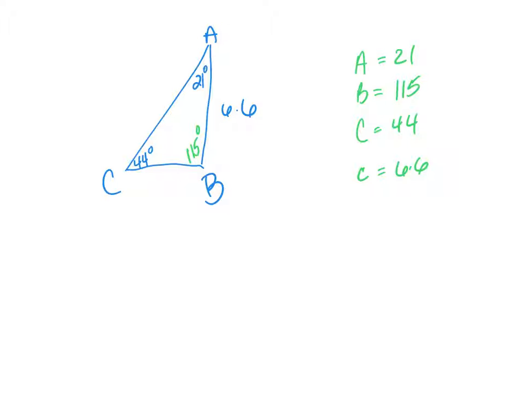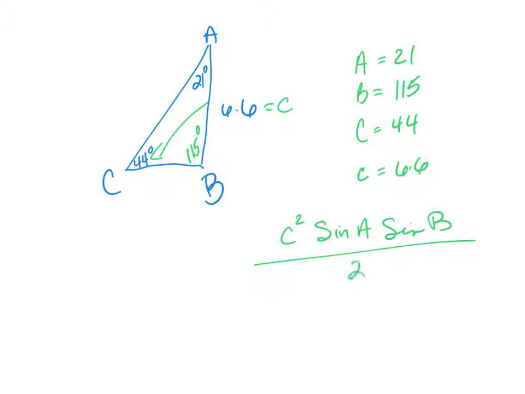The way I know that it's little c is because it's opposite of big C. If you look, it's opposite of big C there. So that's how you know it's little c. Every formula that I gave you has one little number that's different. So we're going to use the one with the little c, okay? And that formula is c squared times sine of A sine of B over 2 sine of C.